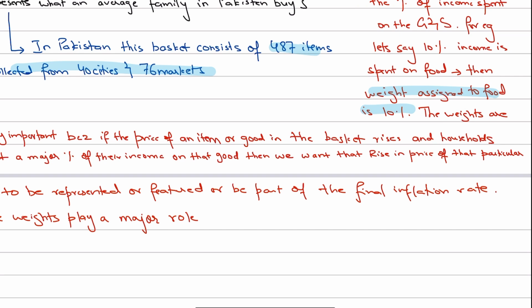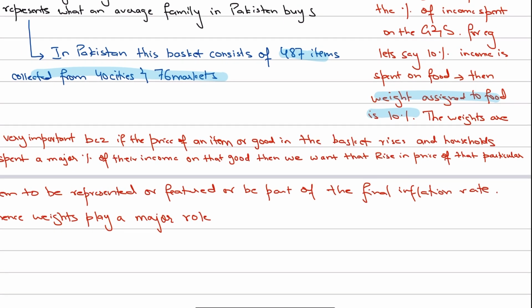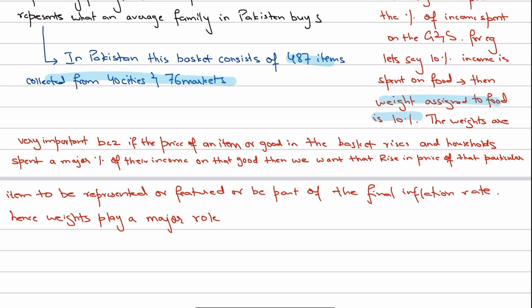And why are weights important? The weights are very important because, let's say the price of an item in that particular basket goes up, and it could be any item in the basket. If that particular item represents a huge proportion or percentage of the income that average households spend on that particular good, then we would obviously want that rise in the price to be featured in and be part of the final inflation rate. That is why weights play an important role.